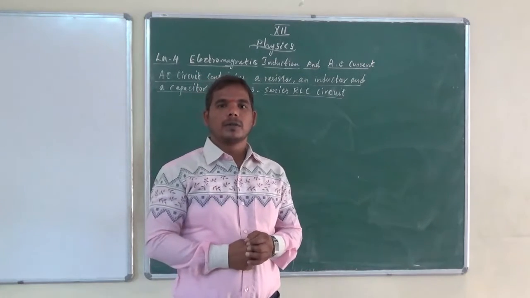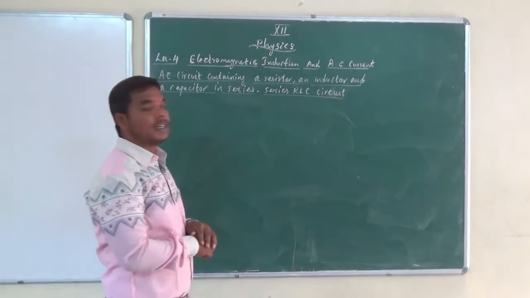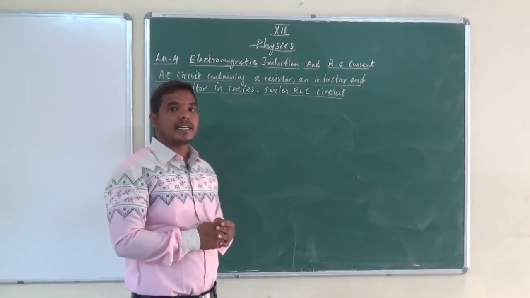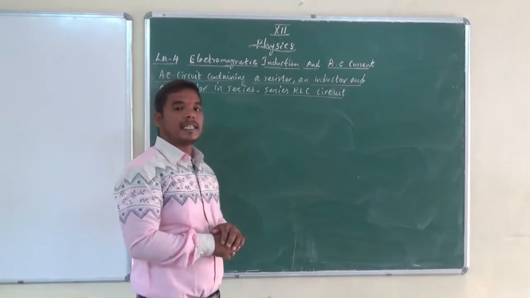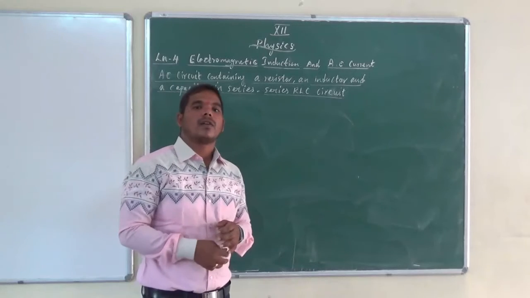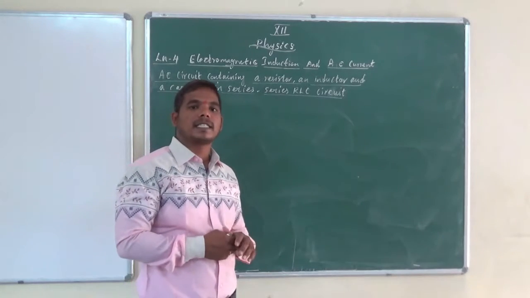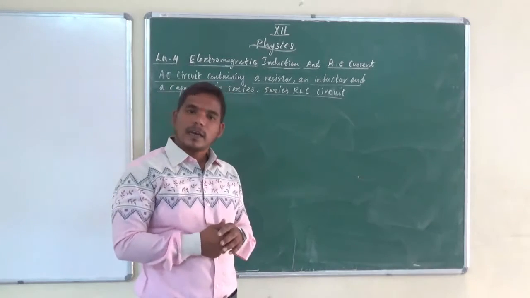Today we are going to learn Lesson 4, electromagnetic induction and alternating current. We have completed electromagnetic induction, isn't it? So we are going to discuss AC current. In our previous class we discussed: AC circuit containing resistor, AC circuit containing inductor, AC circuit containing capacitor.